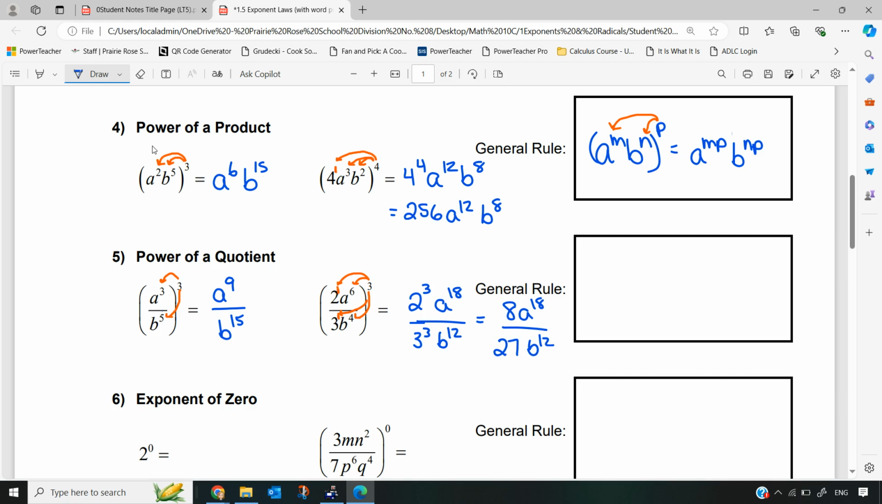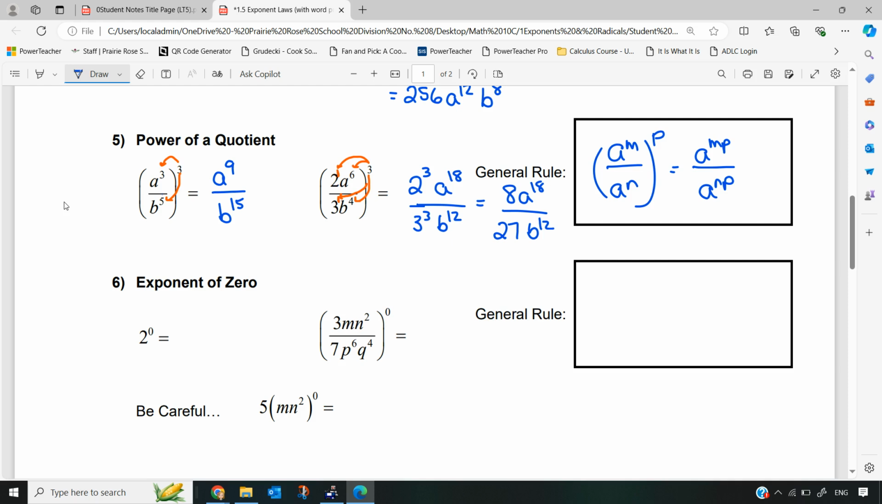So if we're writing our general statement, we're going to have a to the m divided by a to the n, all raised to the pth power. We're going to have a to the mp divided by a to the np. So our last rule is the exponent of 0. Anything raised to the exponent of 0 is 1.